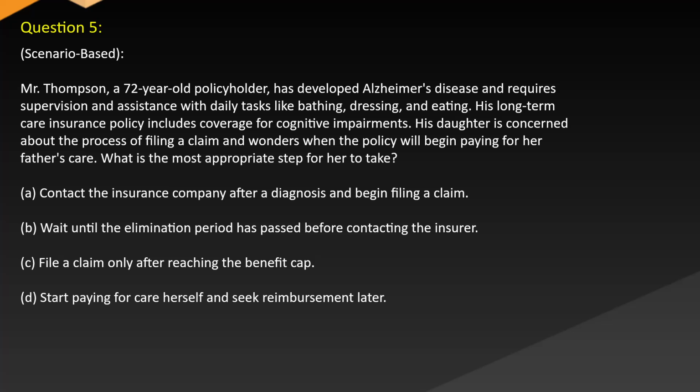Mr. Thompson, a 72-year-old policyholder, has developed Alzheimer's disease and requires supervision and assistance with daily tasks like bathing, dressing, and eating. His long-term care insurance policy includes coverage for cognitive impairments. His daughter is concerned about the process of filing a claim and wonders when the policy will begin paying for her father's care. What is the most appropriate step for her to take?